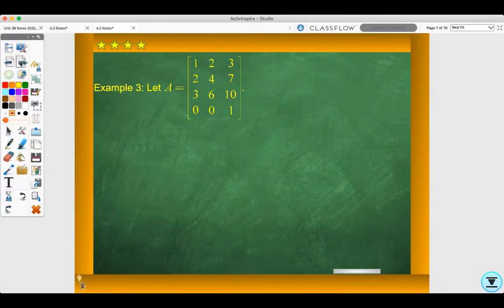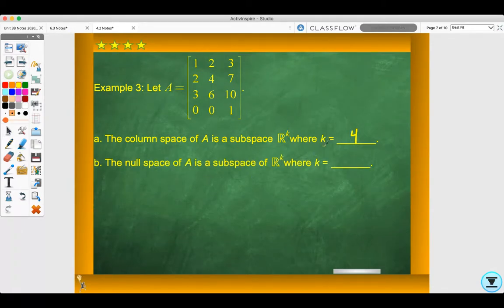Let's look at example 3. Let A be this matrix. A: the column space of A is a subspace of R^k, where k equals, and hopefully you have 4, the number of rows. B: the null space of A is a subspace of R^k, where k equals 3. This is the set of x such that Ax is defined, so x must have 3 entries.